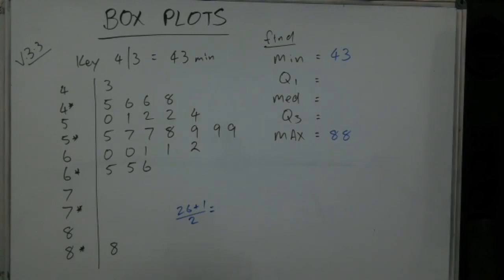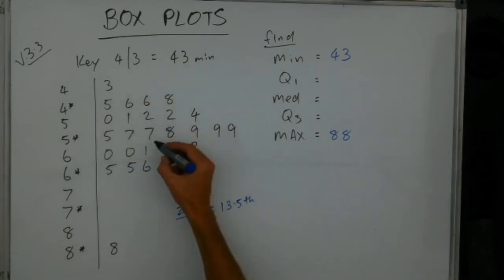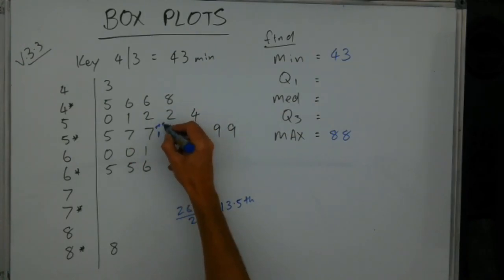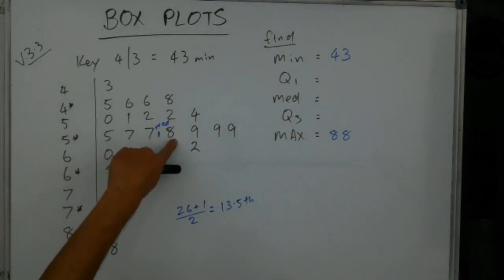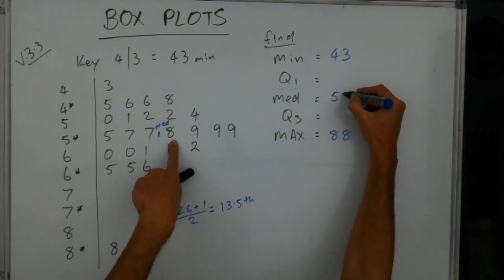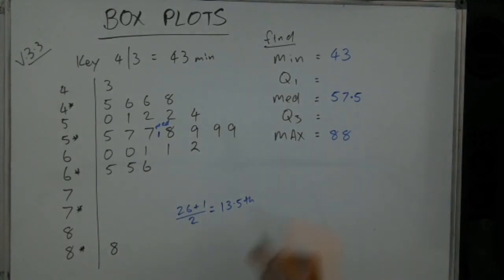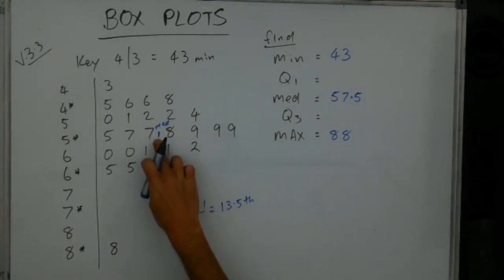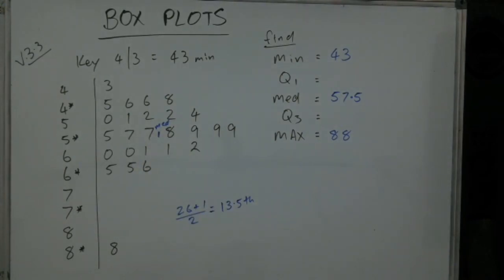Half of 27 is 13.5. So between 13 and 14, the median is there, which is the average of 57 and 58. So that is going to be 57.5. So these are all minutes, by the way. And because the median was in between two bits of data, it means we don't need to exclude anything.